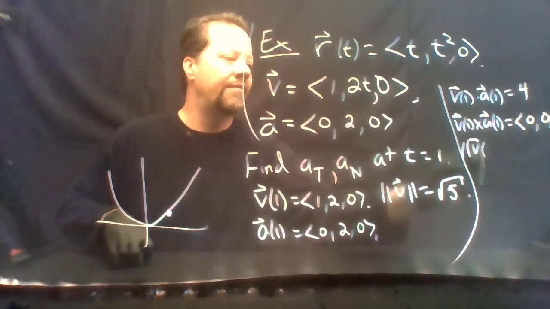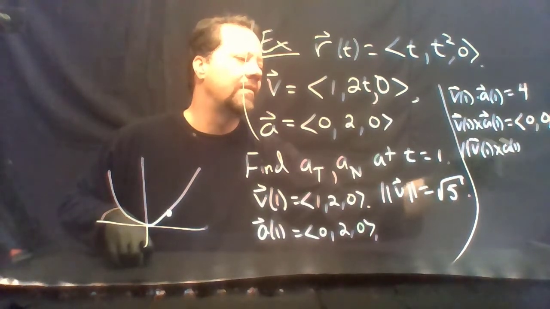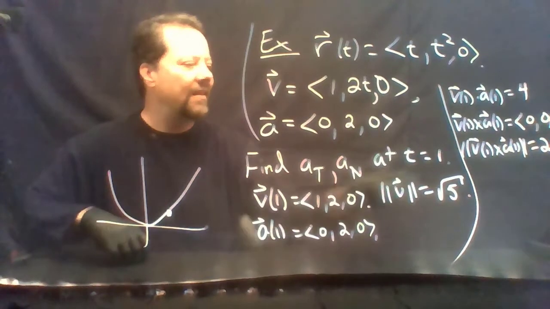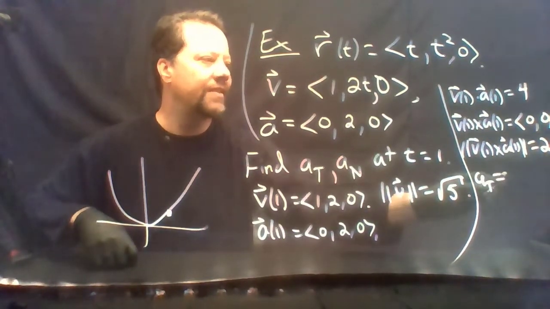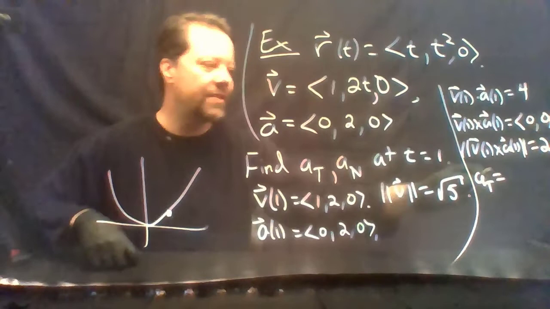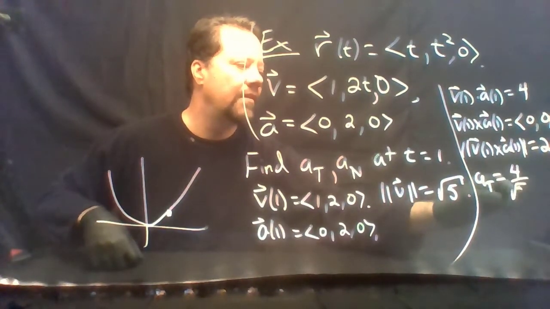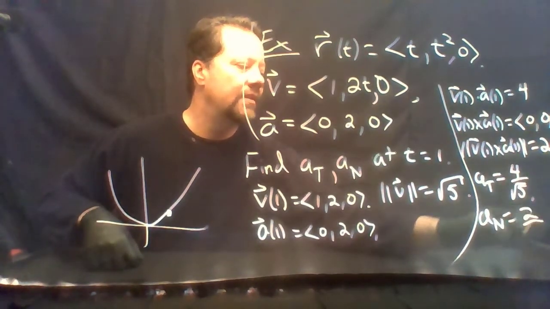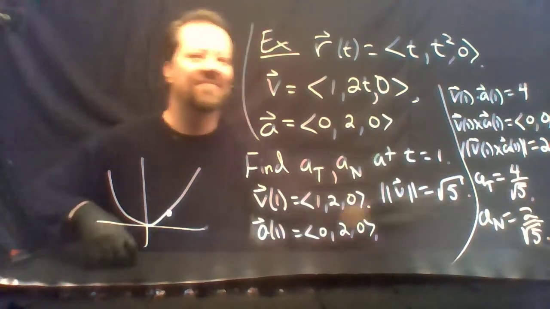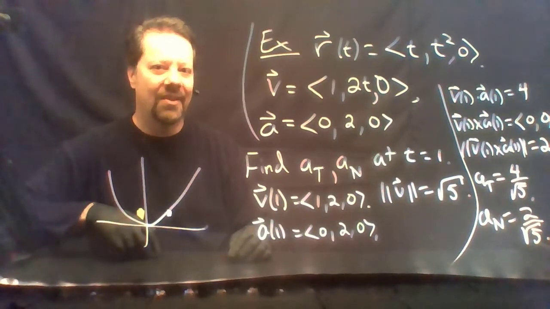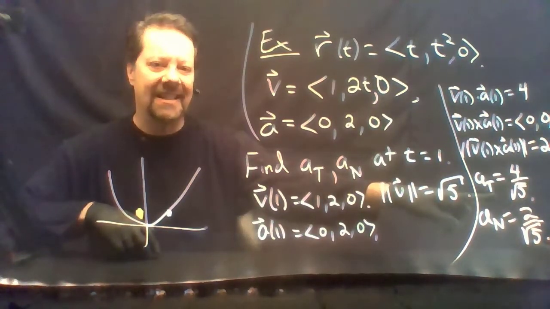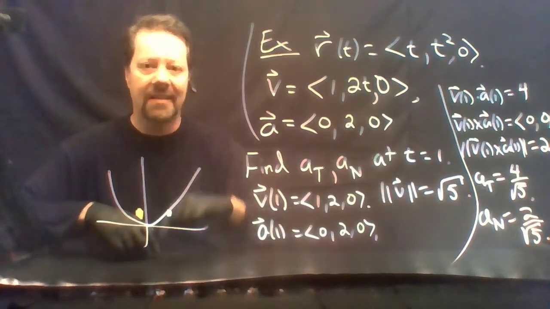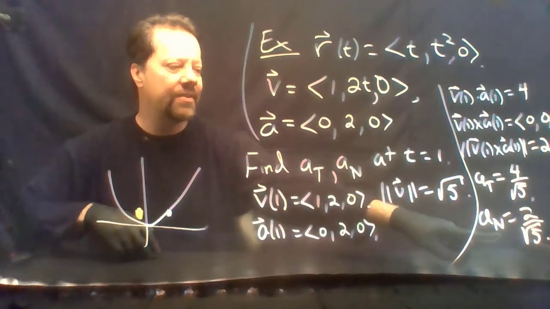The norm of v at 1 cross a at 1 will also be 2. It follows then that the tangential component of acceleration is 4 divided by the square root of 5. And the normal component of acceleration is 2 divided by the square root of 5. You can see that because a_T is positive, this curve is being swept at greater and greater speed at this point. It's accelerating in the direction of motion. It's also turning.